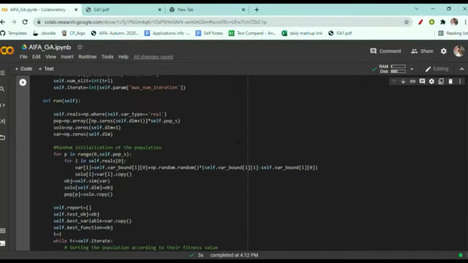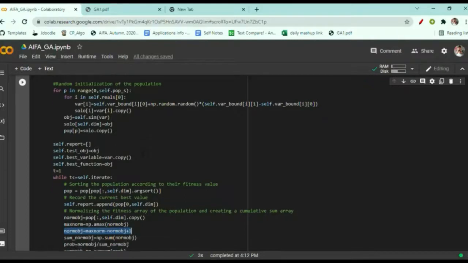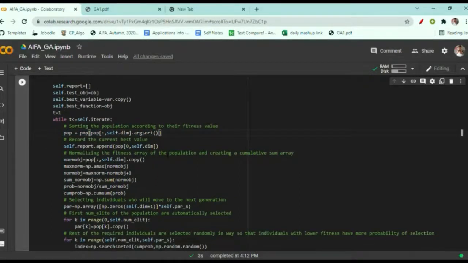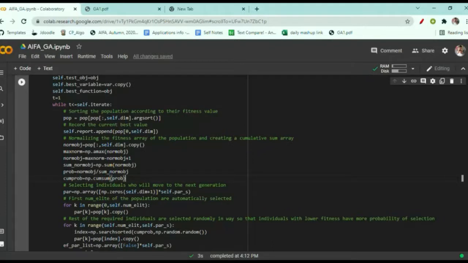Let's look at the run function. We are first initializing the population array randomly. The population array is such that the number of columns is one more than the number of variables, because in the last column we are storing the fitness value of the individual. Now in each iteration, we are sorting the population array by its fitness value, so that the person with the least fitness, because here we are minimizing the fitness, is indexed first. Now we are calculating a probability array such that the person with the smaller fitness has a greater chance of continuing in the next generation.